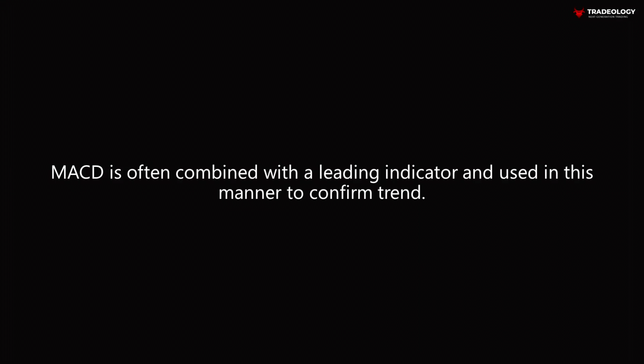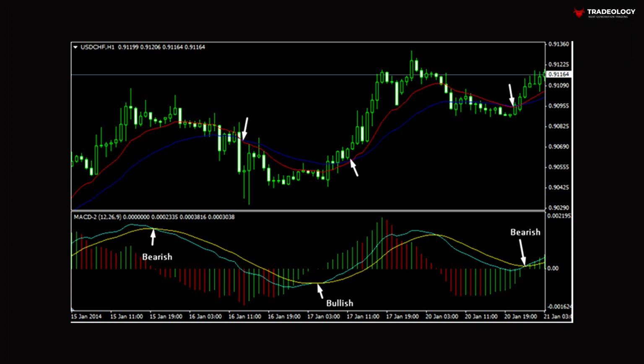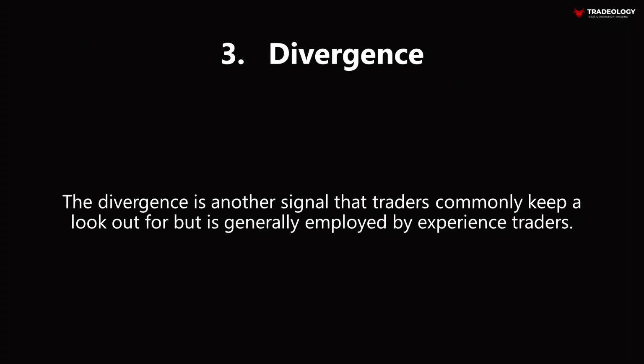Now, the MACD is often combined with a leading indicator, as I mentioned, and used in a manner to confirm a trend. Now, here's another example of the MACD crossovers, which generally precede EMA crossovers, on a 1-hour USD/CHF chart. You can see a bearish move on the left, a bullish crossover in the middle, and a bearish one to the right.